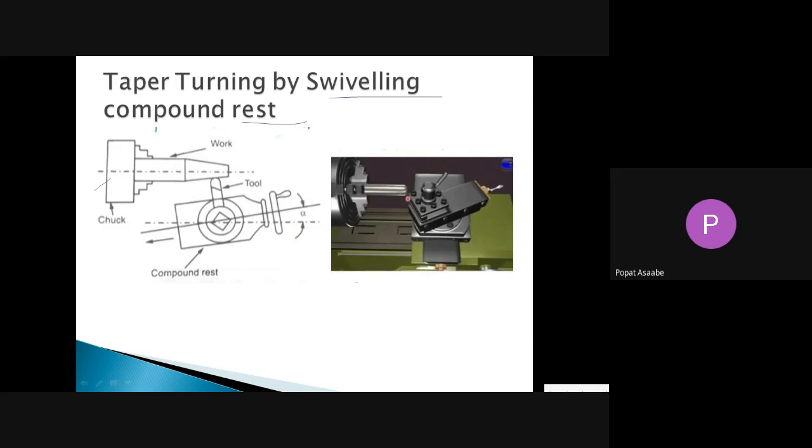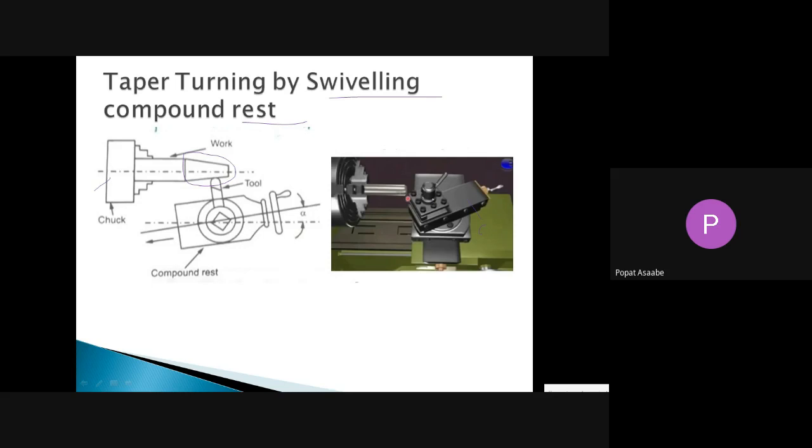Now this taper we want to produce on this component with the help of the swivelling compound rest method. Then what is meant by the swivelling compound rest method? Simple. See this figure, this is your tool post. Below it, this portion is called the compound rest. We know that inside the tool post we can hold the tool.